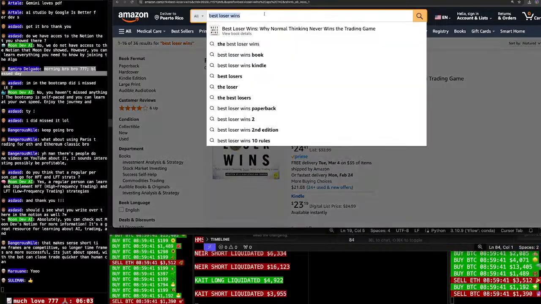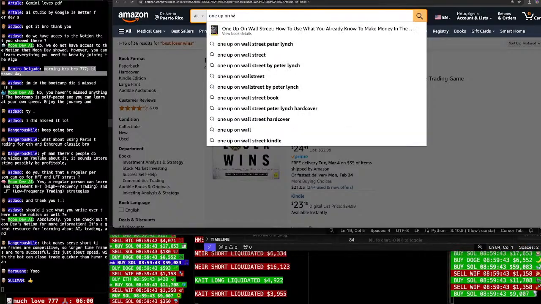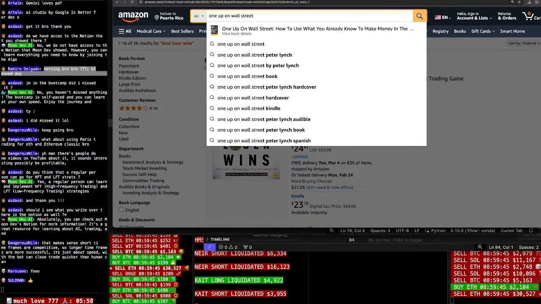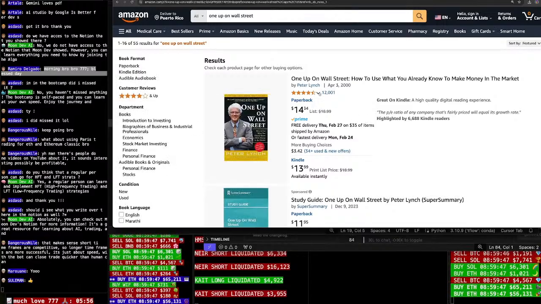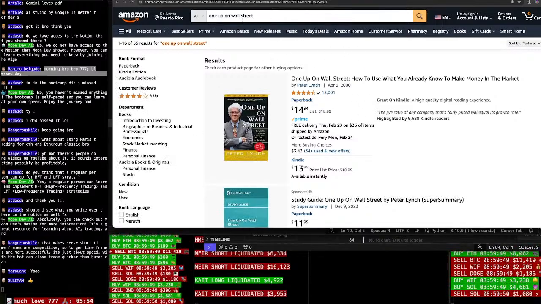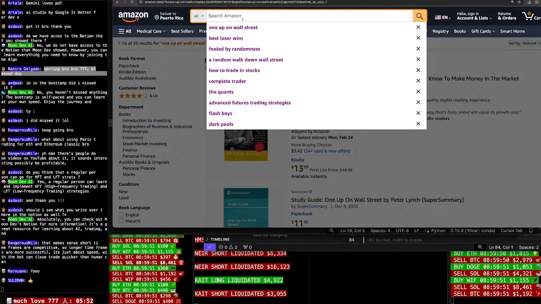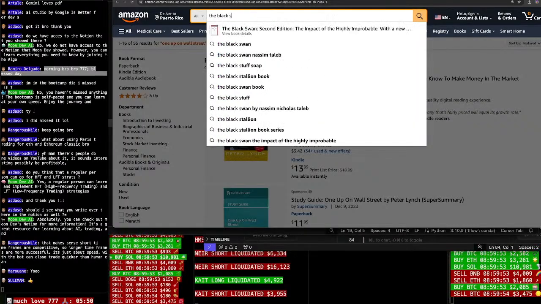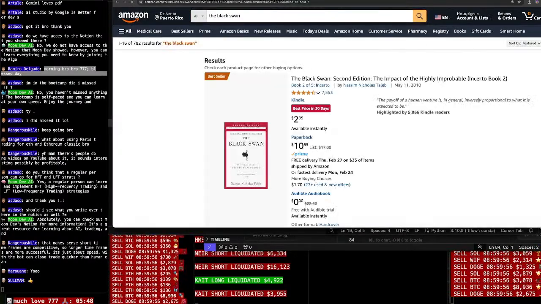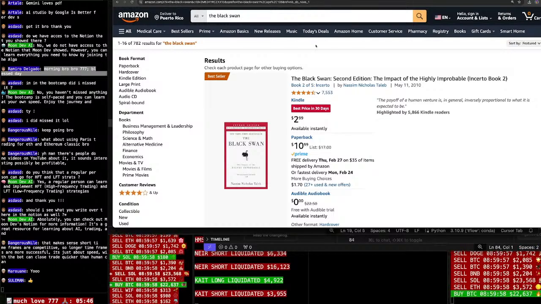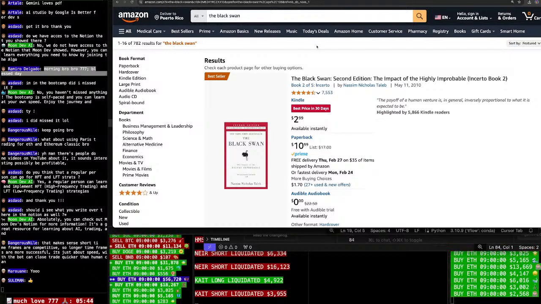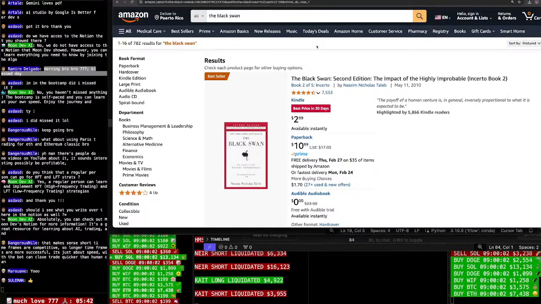One Up on Wall Street's another good one. These are just the goated books, dude. One Up on Wall Street by Peter Lynch, all-time great. The Black Swan. There's always a possibility of a black swan. We've seen them before. COVID, black swan.